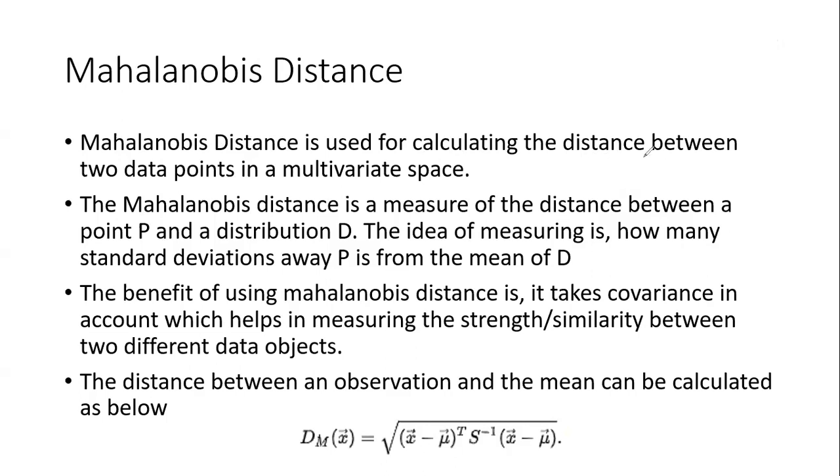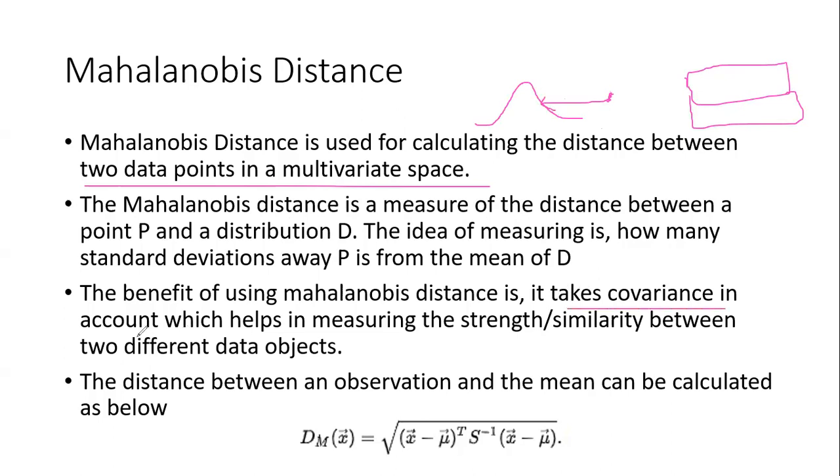Mahalanobis distance is used for calculating the distance between two data points in a multivariate space. This is a little bit complicated. Two data points, what does that mean? So this is one row and this is the other row in a multivariate space. So that's what we're working with, a measure of distance between a point P and a distribution D. Okay, so we have a distribution of data. Let's assume that this is normal. And I have a point P and I want to find out how much this point P is deviating from the distribution. It takes the covariance into account. What is covariance? We did that in the last class, right?